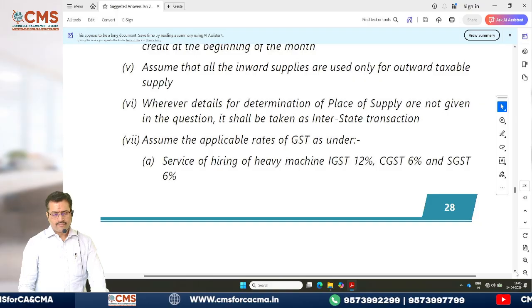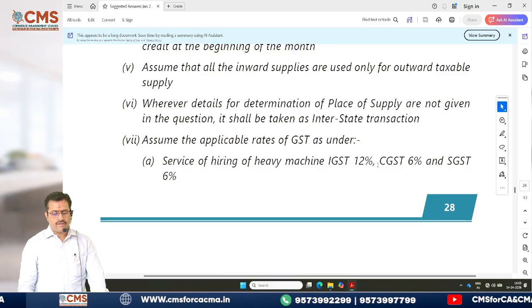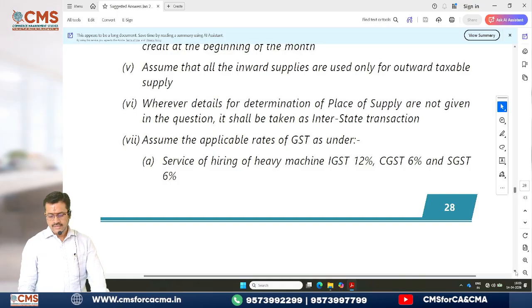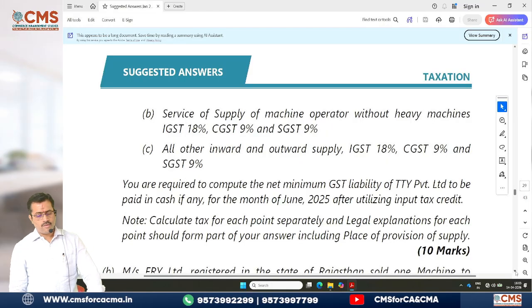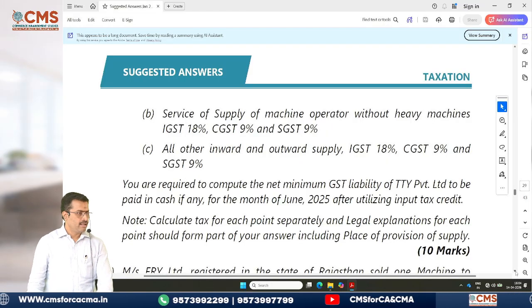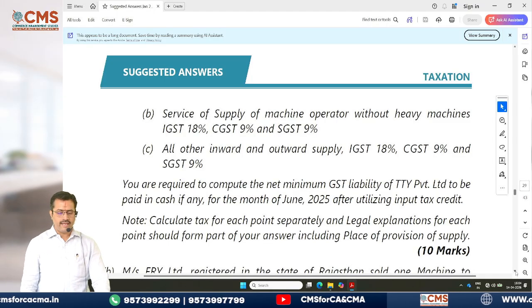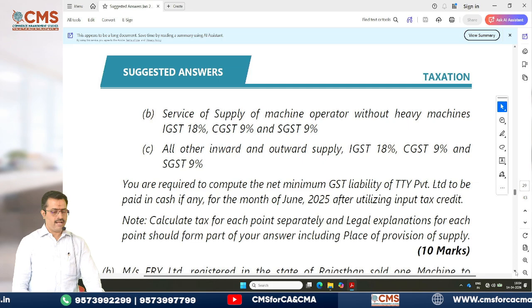So if Gujarat, Ahmedabad or any place is not mentioned, please take it as interstate, is what he is saying. Then assume the rates of GST: service of hiring of heavy machine, IGST is 12, CGST is 6 and SGST is 6. Similarly, service of supplying machine operator without heavy machines, IGST 18, CGST 9 and SGST 9. Lastly, all other inward and outward supplies are IGST 18, CGST 9 and SGST 9.